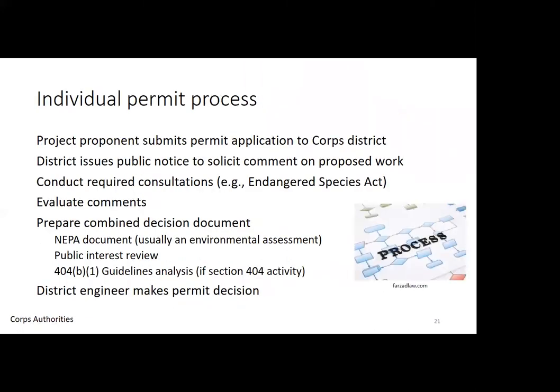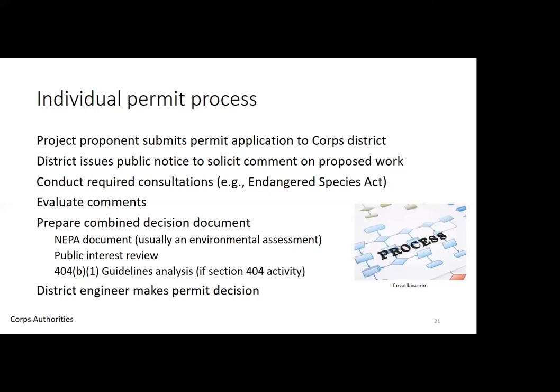So for that individual permit process, the project proponent would submit a permit application to the Corps district. The district would issue the public notice for a 30-day period, usually, to solicit comment on that proposed work. They would also evaluate the proposal to see whether it might affect any listed species under the Endangered Species Act. And if it does, then they would initiate consultation with the Fish and Wildlife Service or National Marine Fisheries Service as appropriate. The Corps district staff would next evaluate the comments it received in response to that public notice and prepare its decision document. And then the district engineer would make the permit decision.